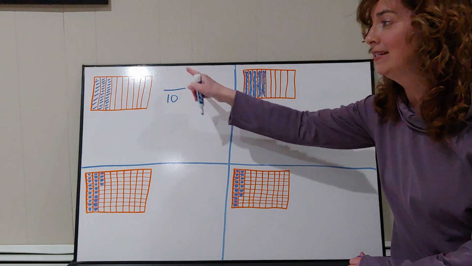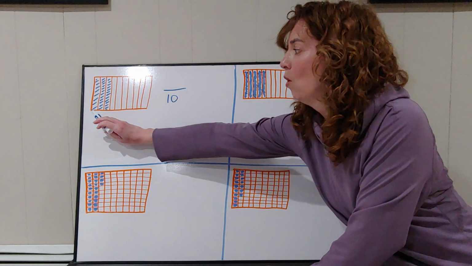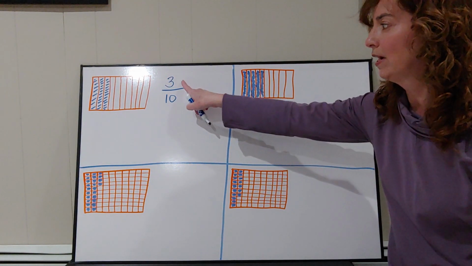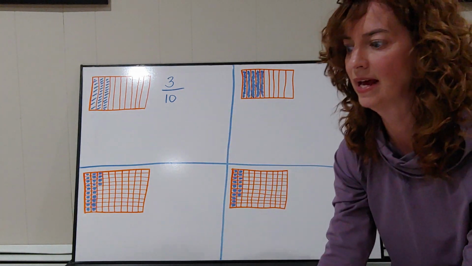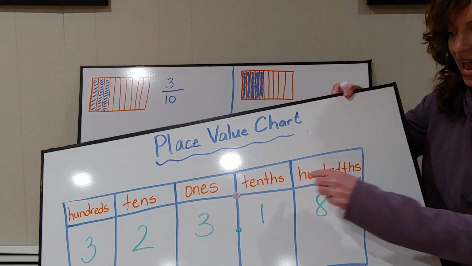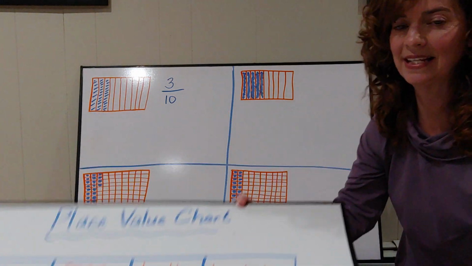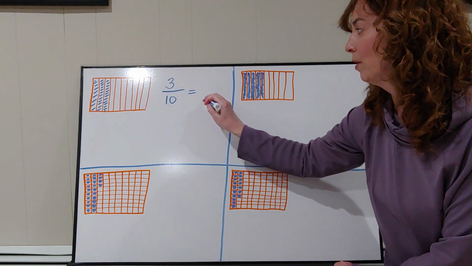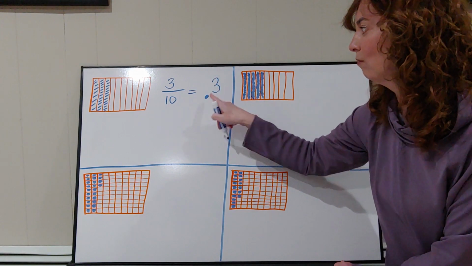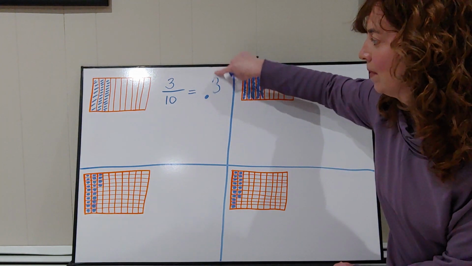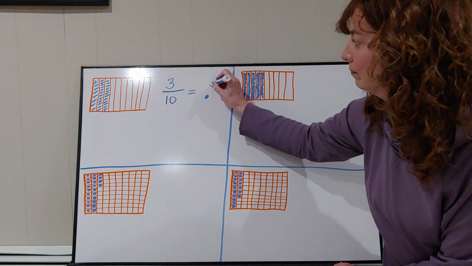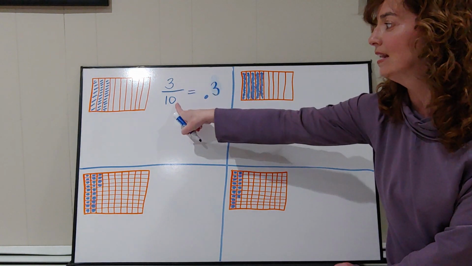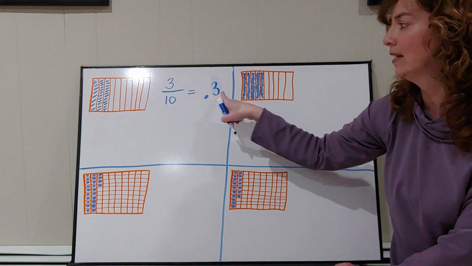Now our top number is how many parts are shaded. So let's count. 1, 2, 3. So this would be 3 parts shaded. 3/10. Now, does that sound kind of familiar to you with our tenths column? Well, it should, because that's exactly what it means. 3/10 is the same as, we're going to put our decimal point, and we're going to put our 3 right next to it in our tenths column. 3/10. So 3/10 equals the same as 3/10.